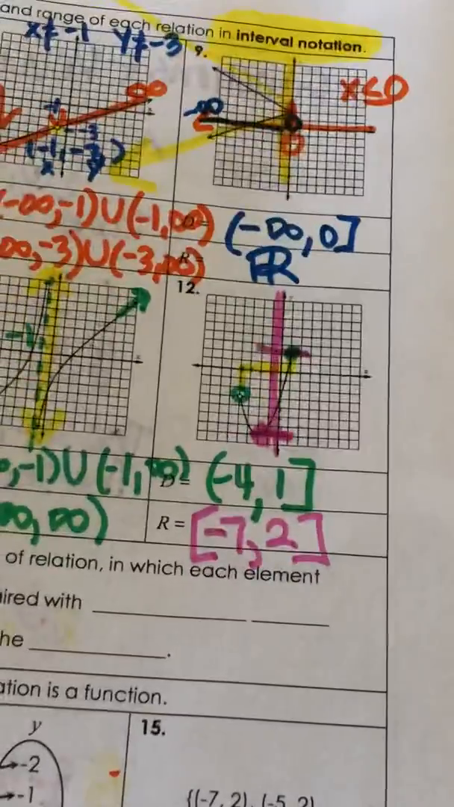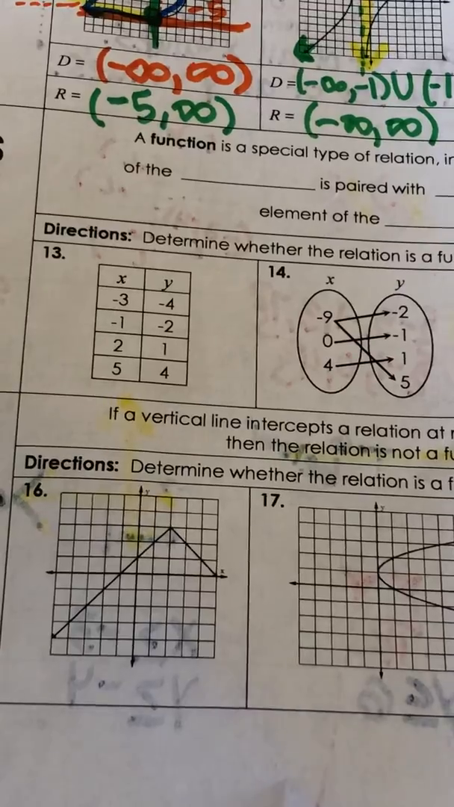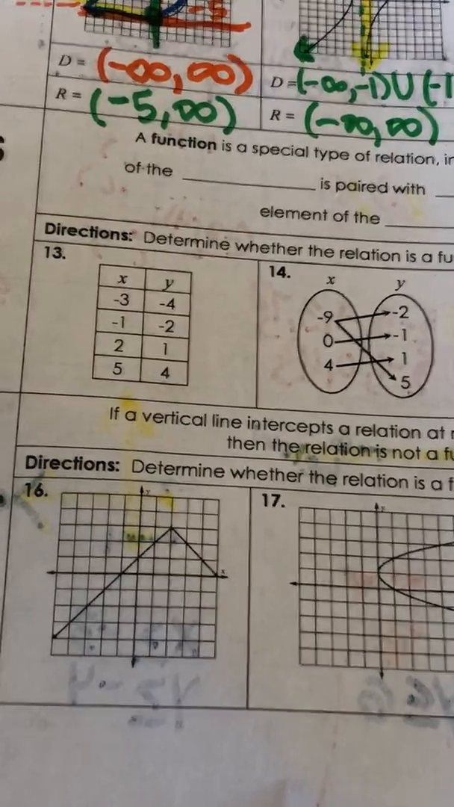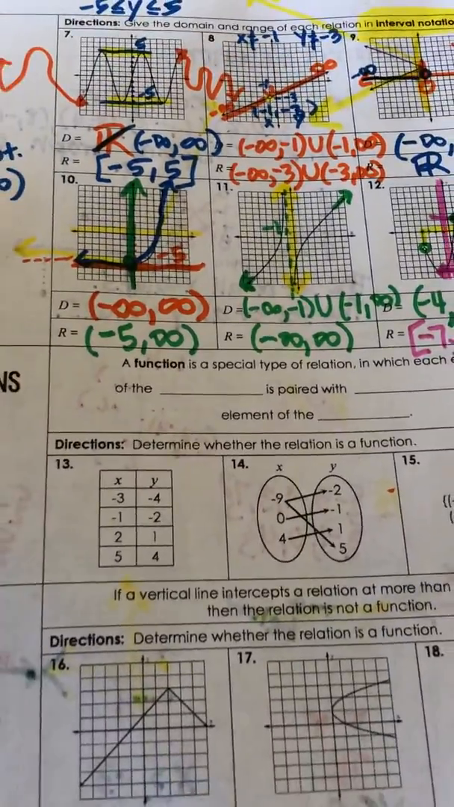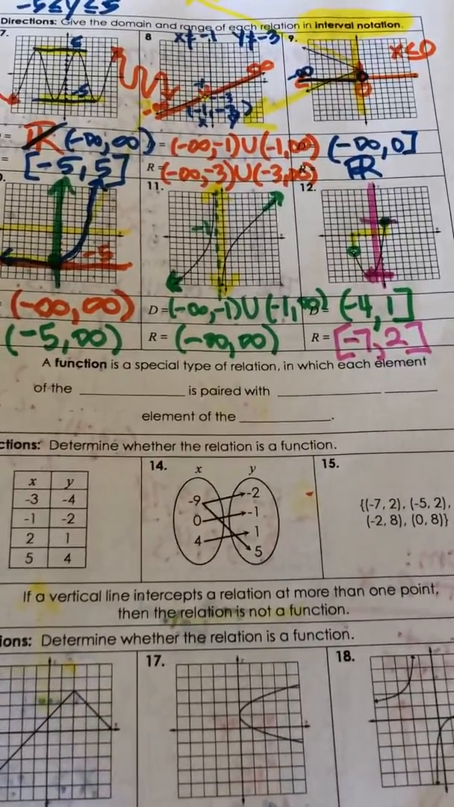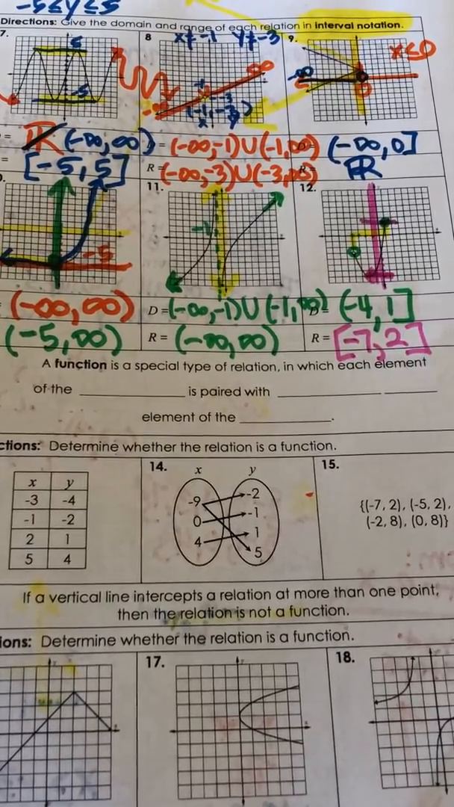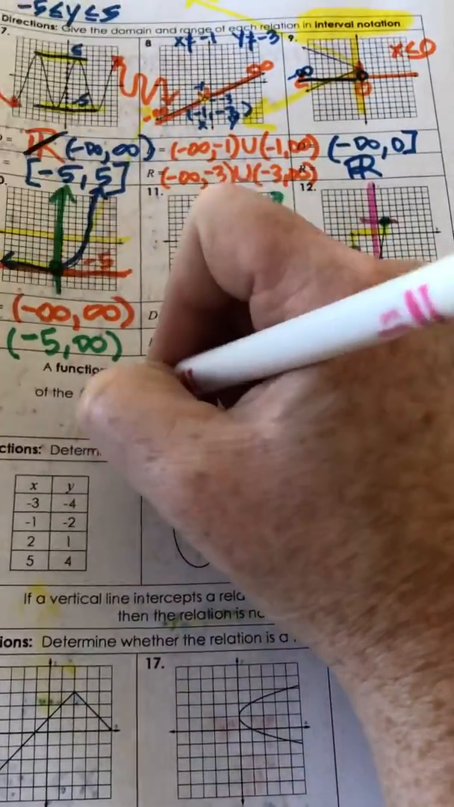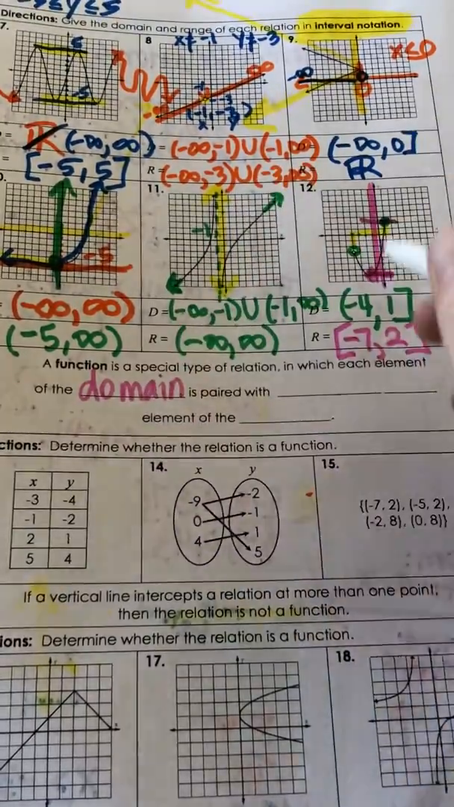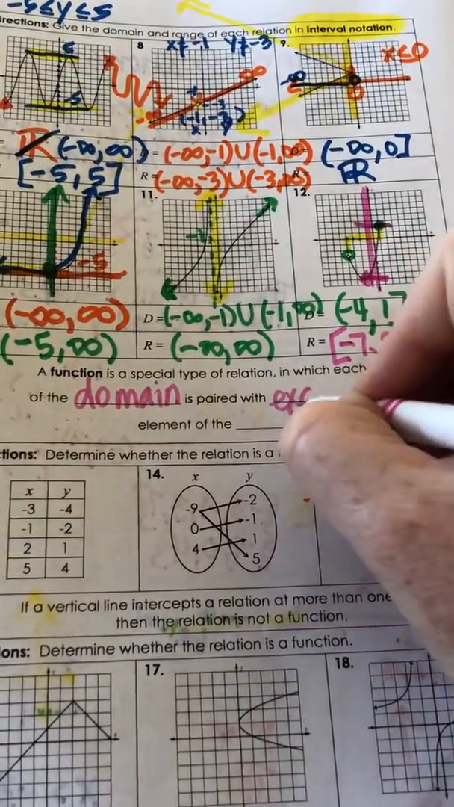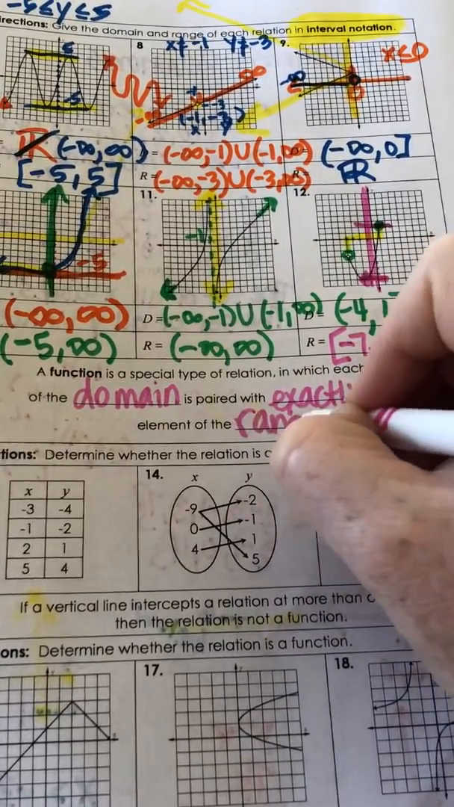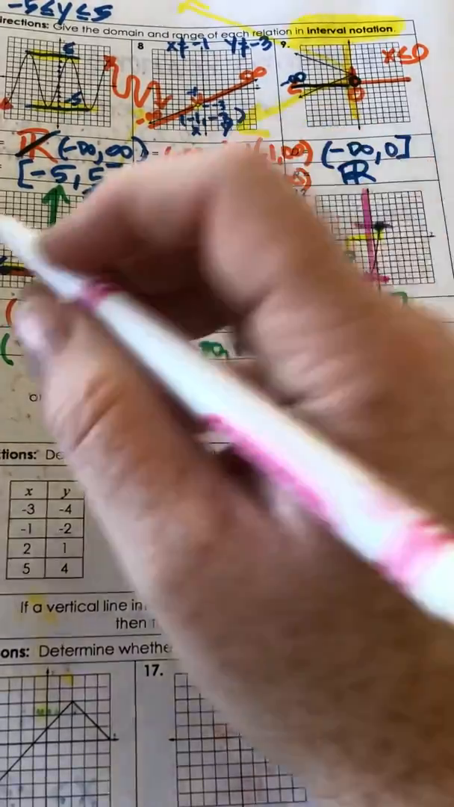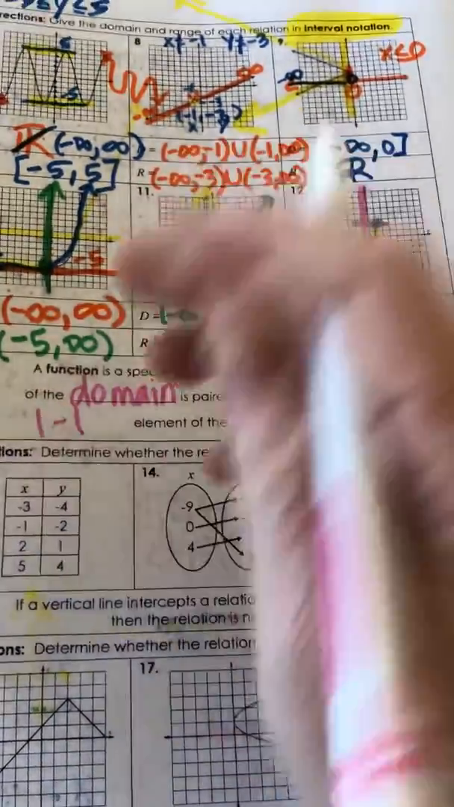Okay, so I'm just sneaking this in here really quickly, determining whether relations are functions or not. Okay, and that'll be it. So a function is a special type of relationship in which each element in the domain is paired with exactly one element of the range. Okay, so one and one only. You might have heard this called 1 to 1. So one domain to one range only.